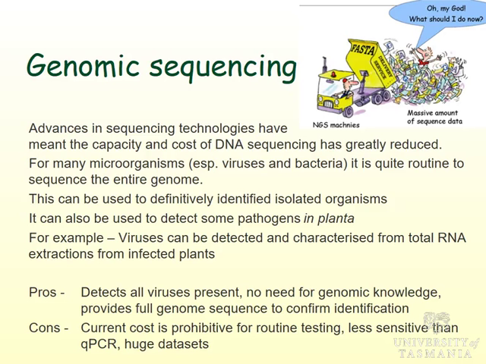So you can work out not only you've got it, but you can also work out all the variants that you do have, because there might be sequence variation. You can work out exactly what you've got because you're getting the entire genome information.